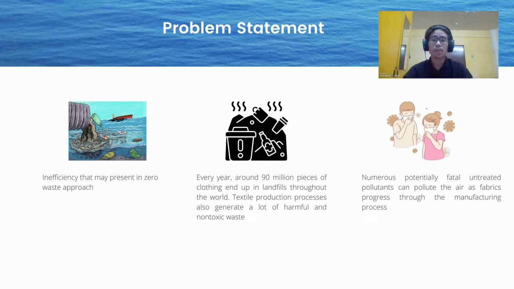Every year, around 90 million pieces of clothing end up in landfills throughout the world. The textile industry's evolution is also a key source of concern. Pollutants are emitted into the air by boilers, thermopads, and diesel generators. Numerous potentially fatal untreated pollutants can pollute the air as fabrics progress through the manufacturing process.